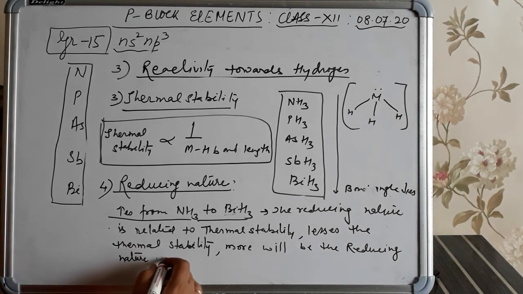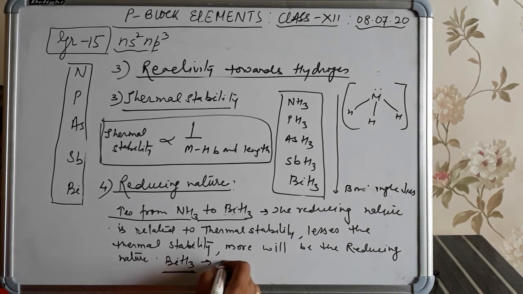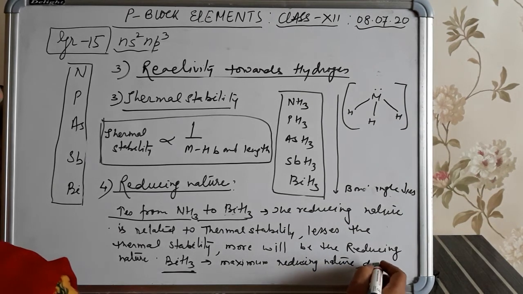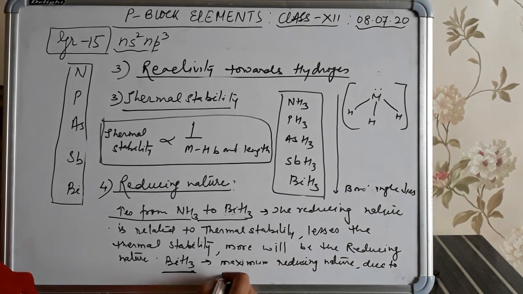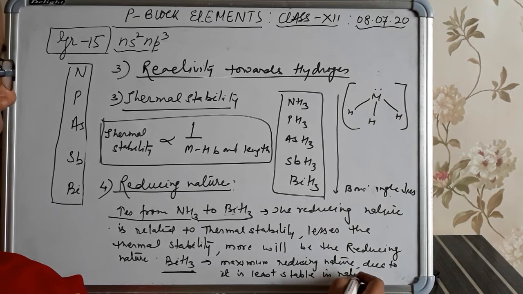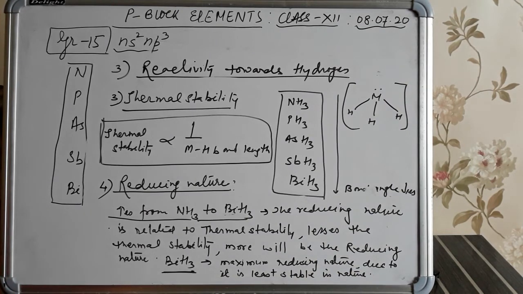So we can write here also that bismuth hydride has the maximum reducing nature due to its least stability. This type of small point sometimes becomes a reasoning question.